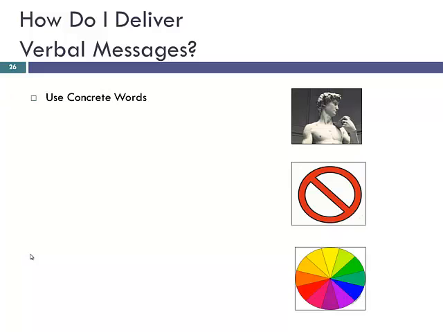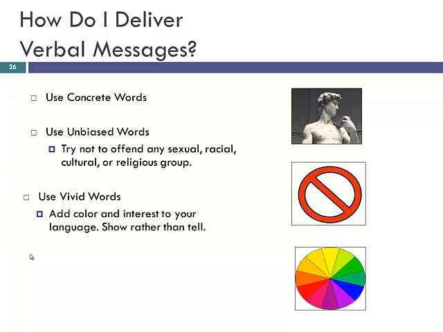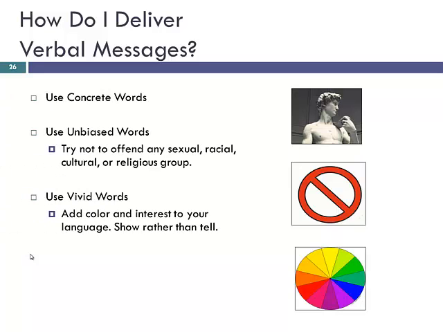So I'm going to bring up right now three things that you need to worry about: using concrete words, using unbiased words, and using vivid words. Concrete words, we'll talk about that in a second. Unbiased words, you don't want to use anything that is going to offend people, anything that could be sexual, racial, cultural, religious-wise.